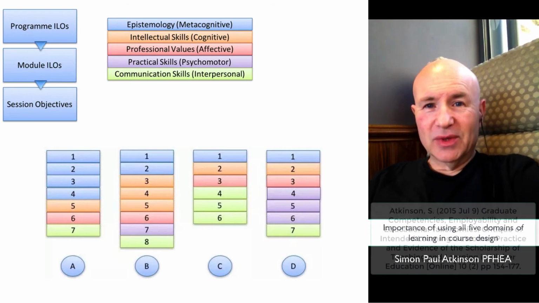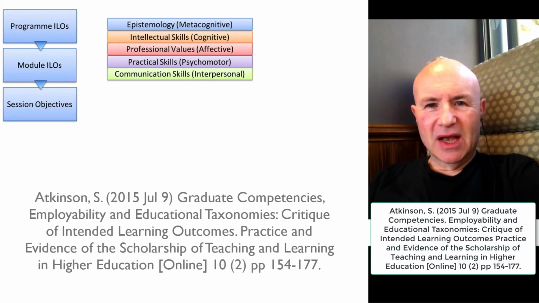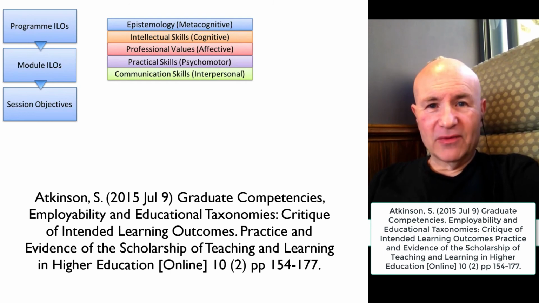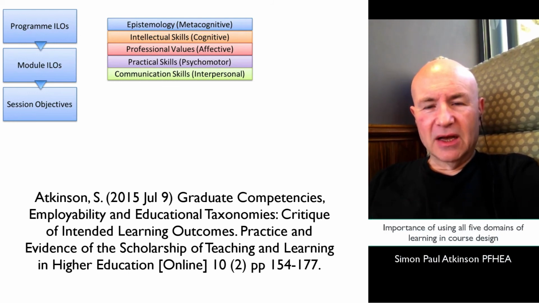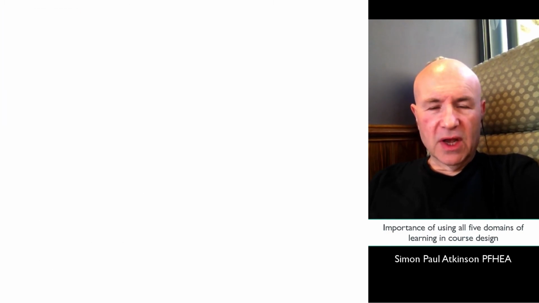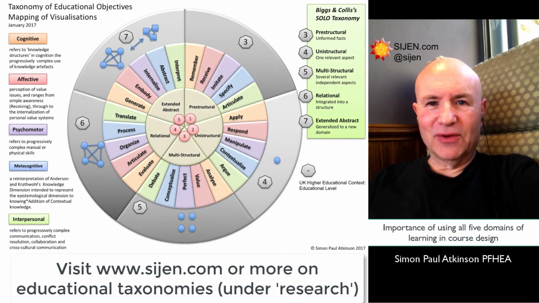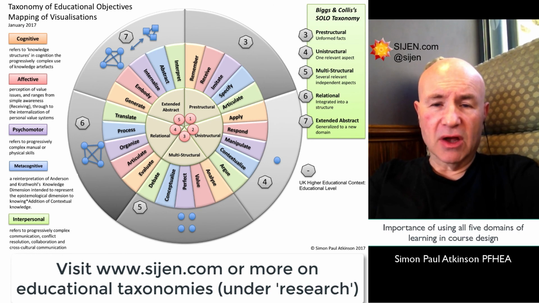They rarely do. The vast majority of modules have 3, 4, 5 intellectual skills, a few communication type skills defined, and rarely anything else. And I think that's a great shame. So this short video is basically an advocacy for those 5 domains of learning to be incorporated into any program design. And I'll explore each one in turn in other videos.